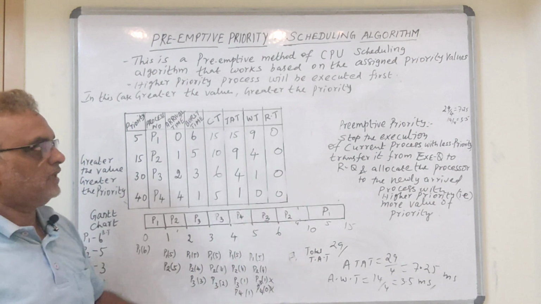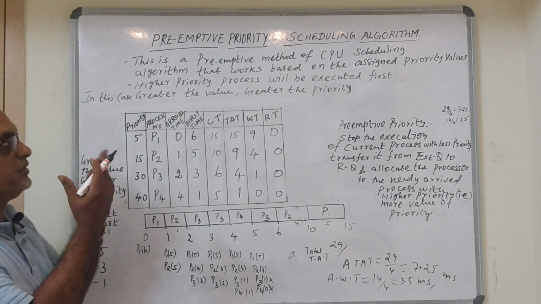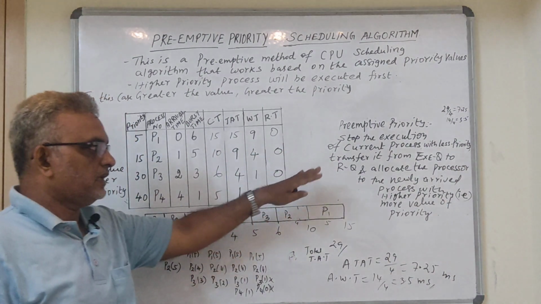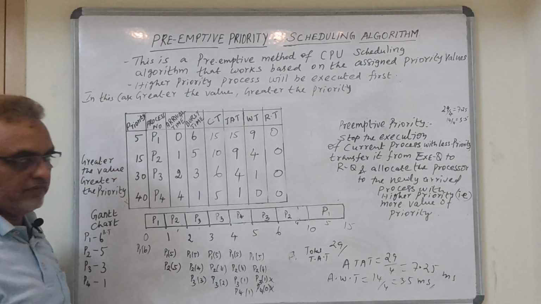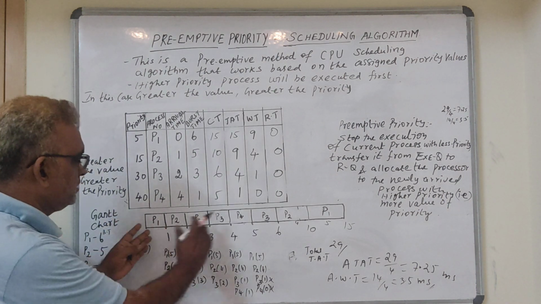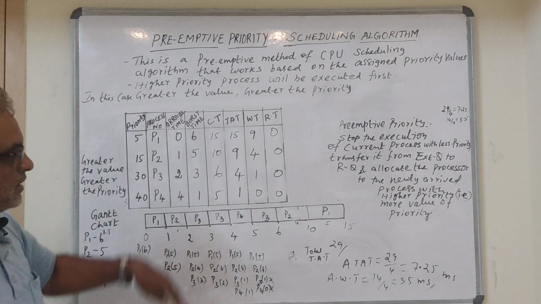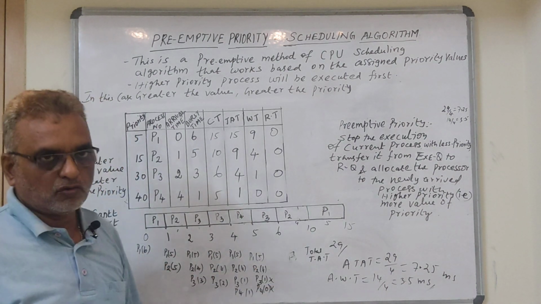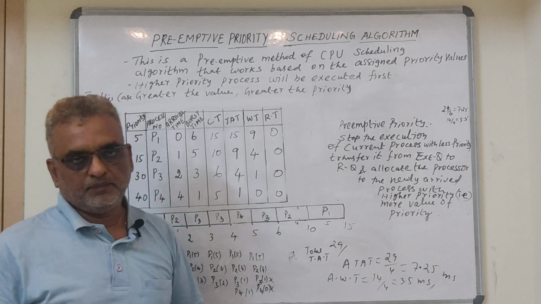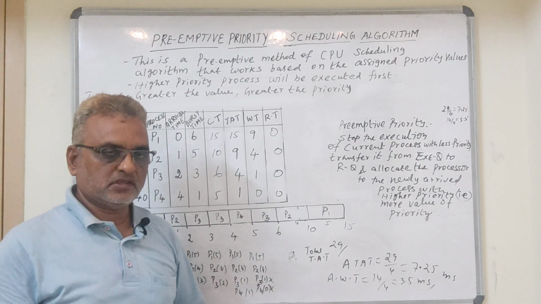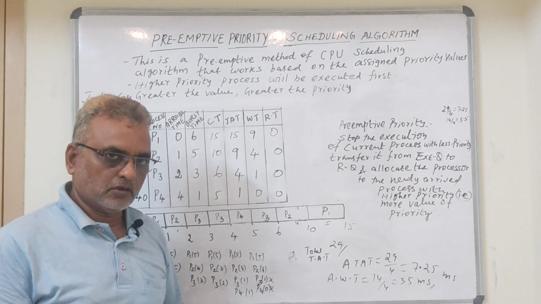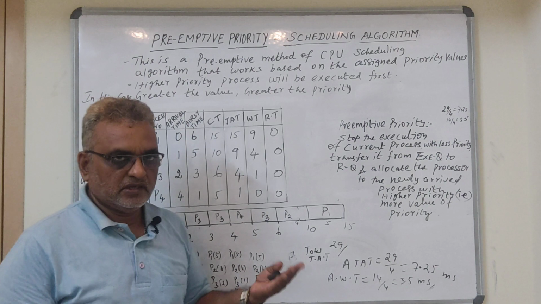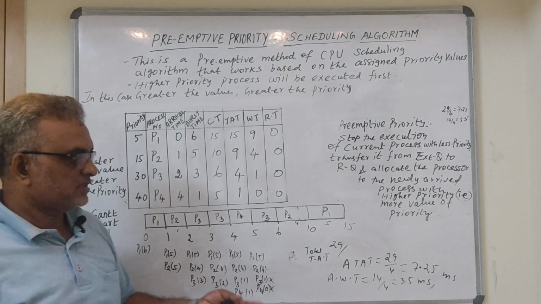So I explained what preemptive priority scheduling is. With the help of a given problem, using the Gantt chart, we calculated the completion time, and also the average turnaround time and average waiting time. I hope you understood the concept and this algorithm very well. In most examinations, the GATE examination as well as the NET examination, this kind of problems are asked.